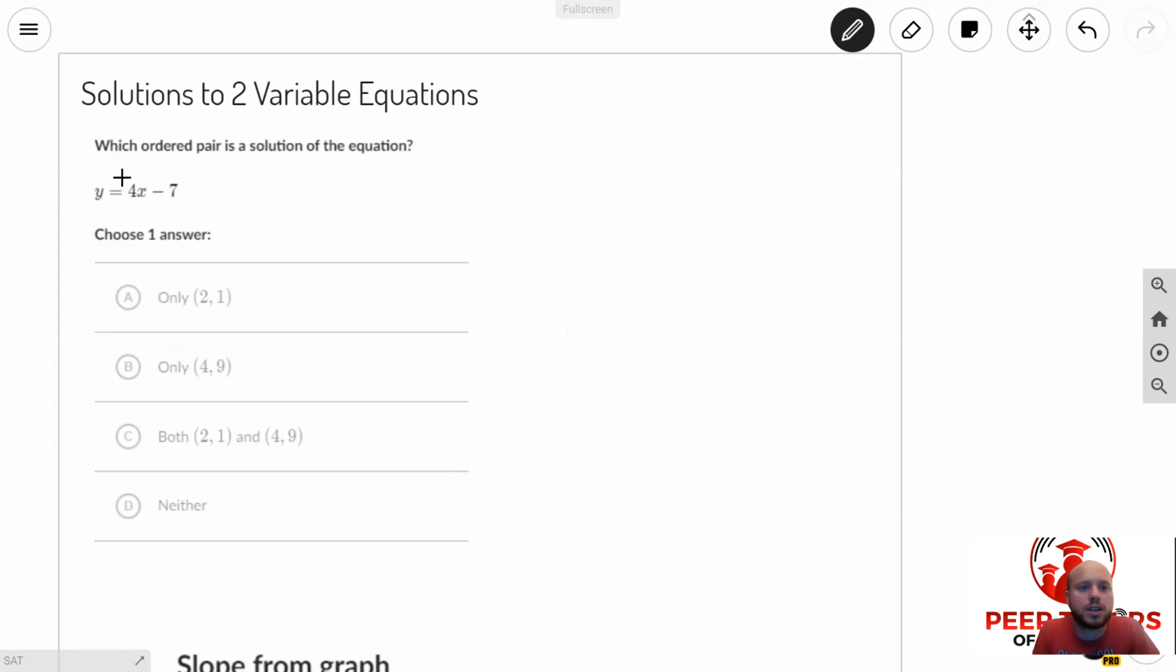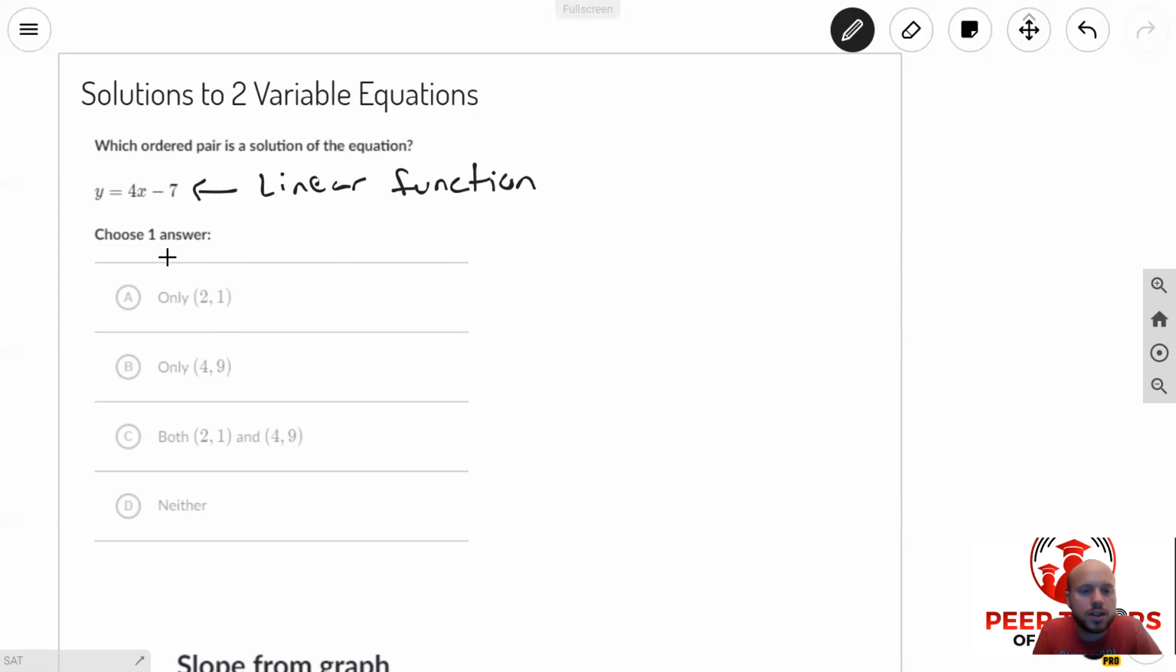So let's look at this linear function, just so you know. Linear function, and that means when you graph it, it will make a straight line. Okay, so what pair from this list, (2, 1), (4, 9), or both (2, 1) and (4, 9) are solutions? To figure that out, all we have to do is substitute into our equation.